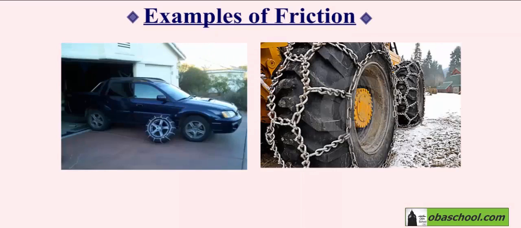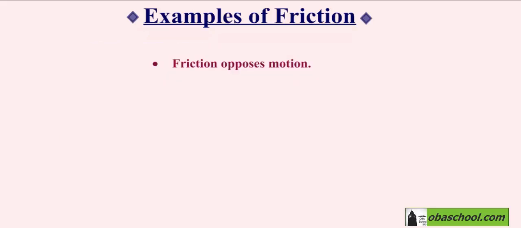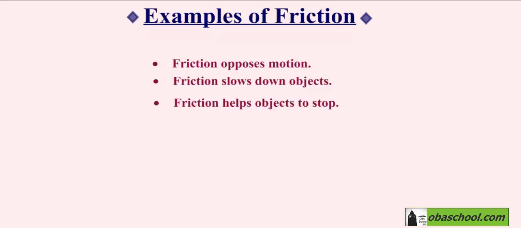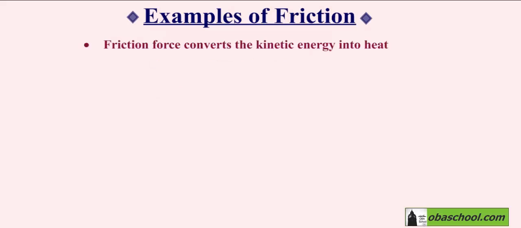That's why they use chains on the wheels on icy roads to increase the friction between the wheels and the road. From the examples, we notice that friction opposes motion, friction slows down objects, friction helps objects to stop, and the last part is friction force converts the kinetic energy into heat.